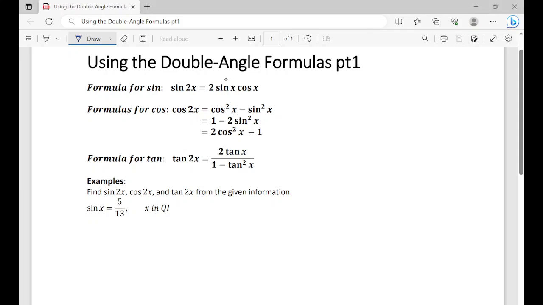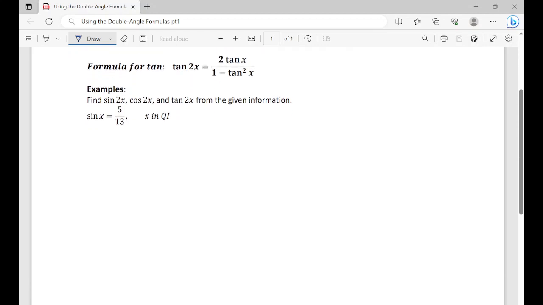We're going to be using these double angle formulas here to be able to find out what sine 2x is, cosine 2x is, and tangent 2x is when we're given specific information. So we have sine x equals 5 over 13 and x is in quadrant 1. So what I need to do is find cosine and tangent because I already have sine.